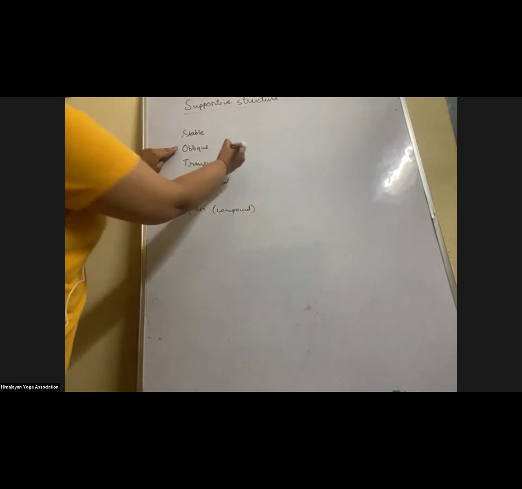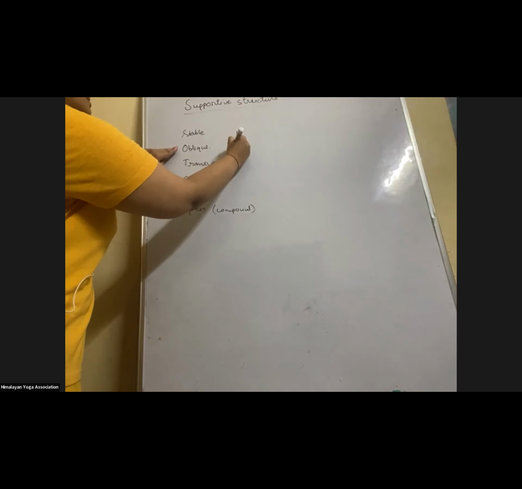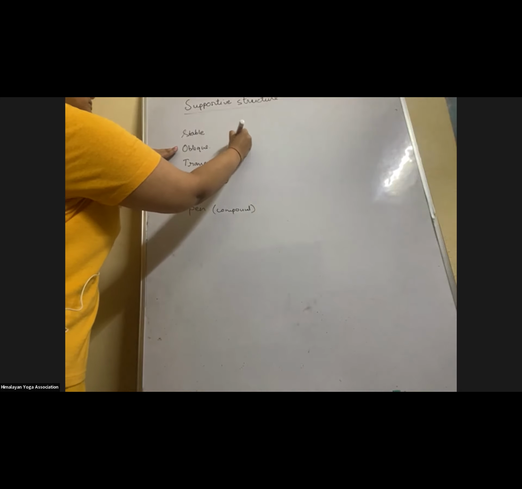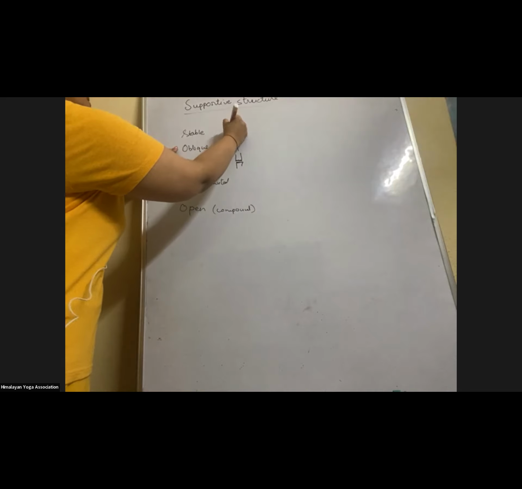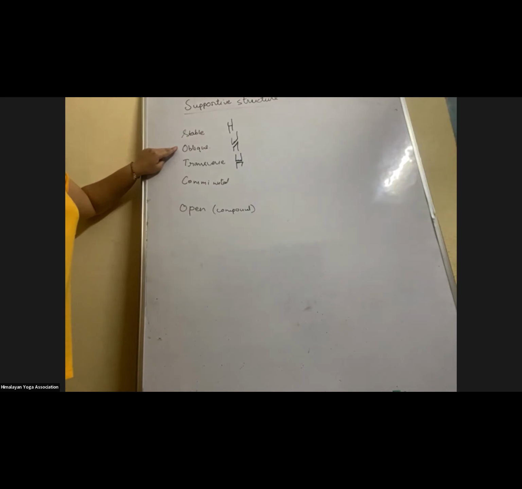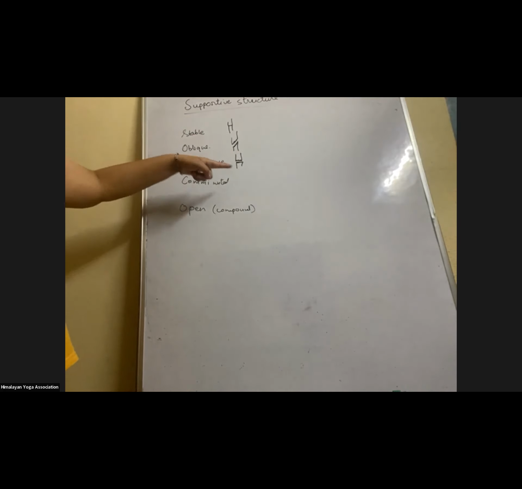Oblique. What is oblique? It's an angled fracture, while transverse is a horizontal fracture. This is angled and this is horizontal. And stable is this. The bones have not moved. There is only a crack in the bone. Oblique is an angled fracture. Transverse is the horizontal fracture.